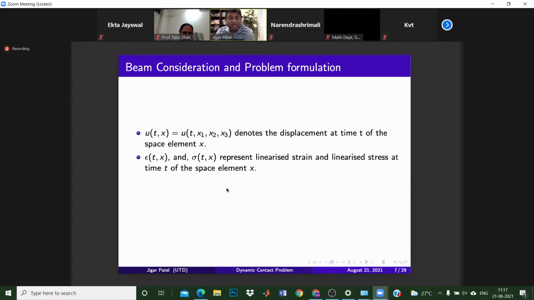Epsilon of t, x and sigma of t comma x represent linearized strain and stress respectively for the space element x.